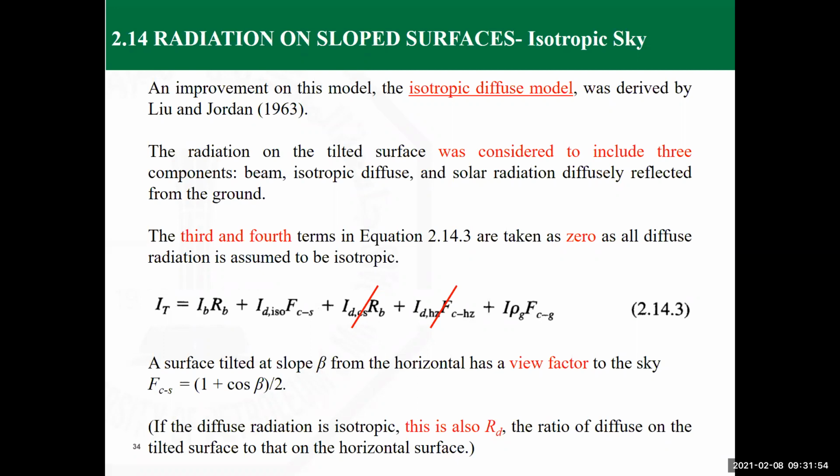So going to the shape factors, a surface which is tilted at a slope beta from the horizontal has a view factor to the sky. This is obtained from the view factor correlations you had in heat transfer. That's equal to 1 plus cosine beta over 2. So a shape factor here is easy to determine. If diffuse radiation is isotropic, this is also RD. So that also represents RD, which is the ratio of diffuse on a tilted surface to the diffuse on the horizontal surface.